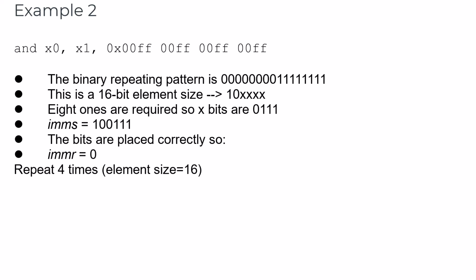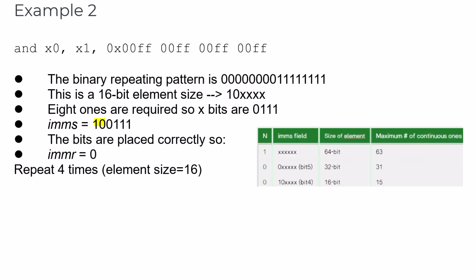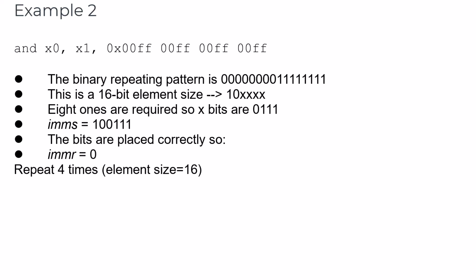Now the IMMS field will be 10011. The 3 least significant bits represent the number of non-zero bits, which is 8 minus 1. And then if we look at our table from earlier, we can see that the upper bit signifies a 16-bit element. Now in this case, the bits are placed where we want them, so we don't have to make any change to rotation. So here the IMMR field is 0.